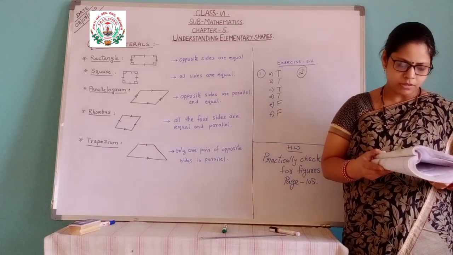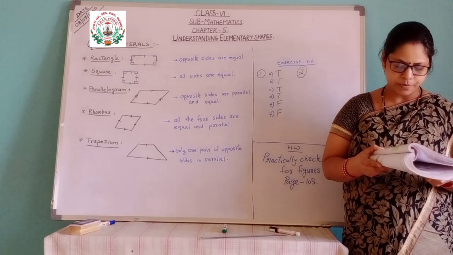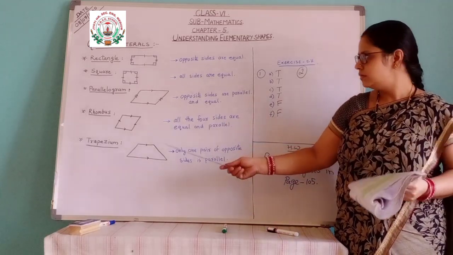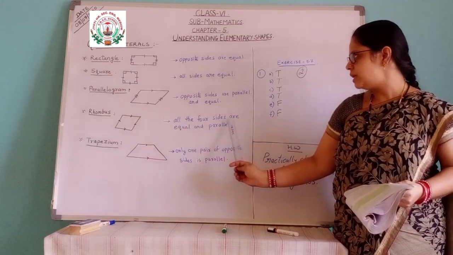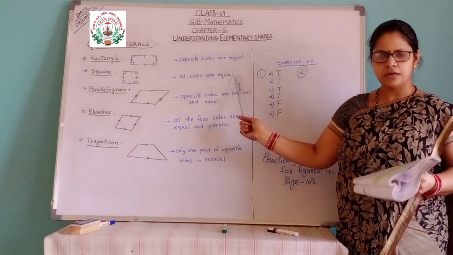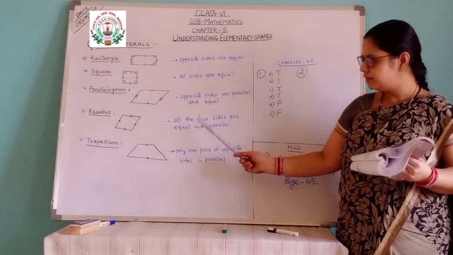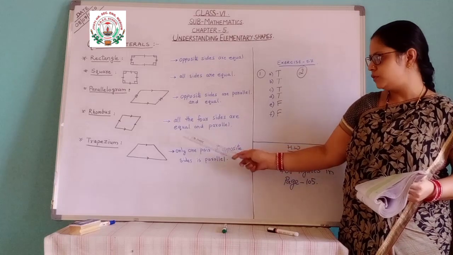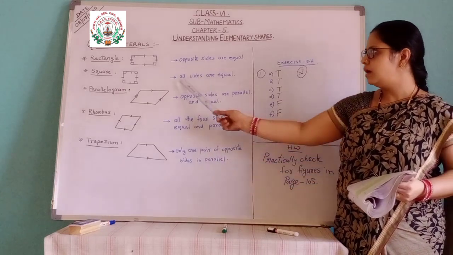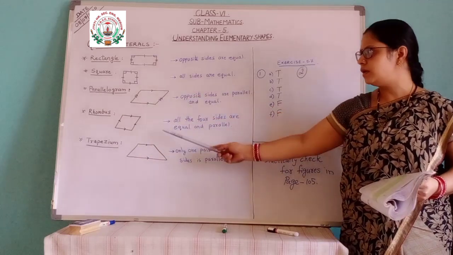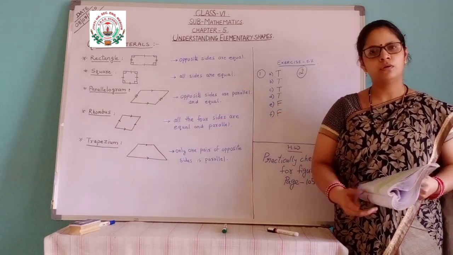A square can be thought of as a special rhombus. First, see the rhombus. In a rhombus, all four sides are equal. For a square, all the sides are equal. First condition fulfilled. The second condition, the opposite pairs of sides are parallel. Here also, opposite pairs are parallel. So yes, a square can be thought of as a special type of rhombus.